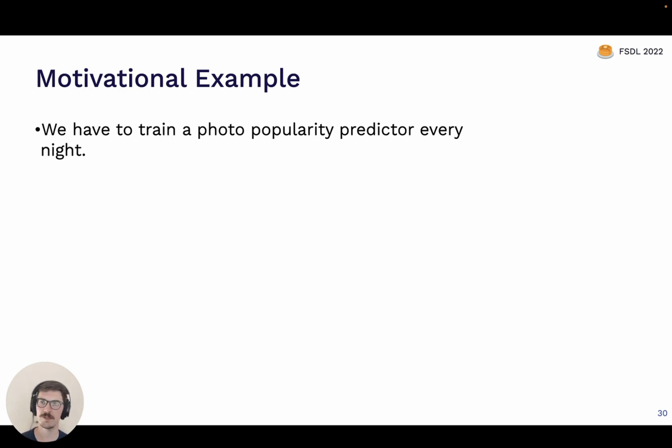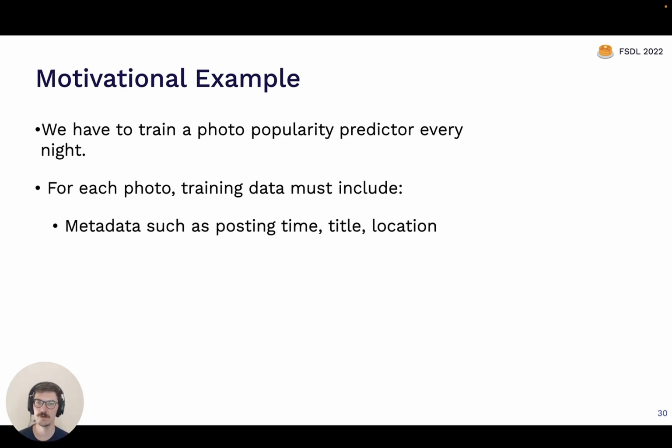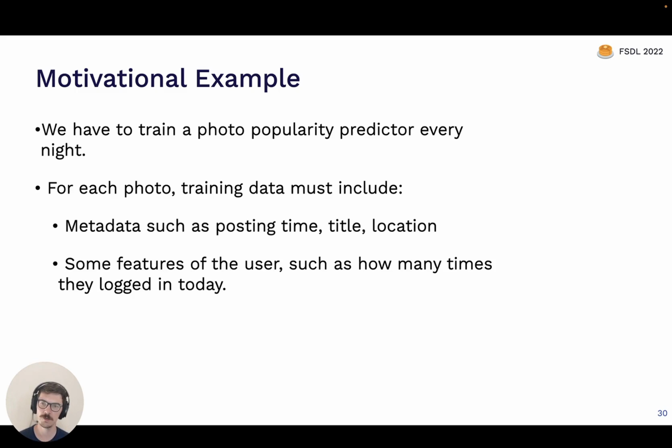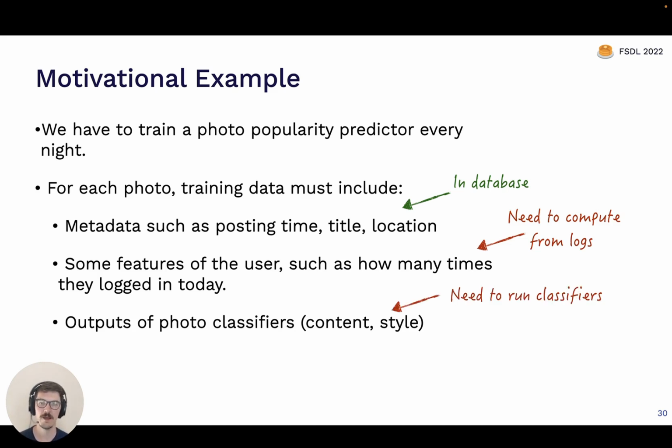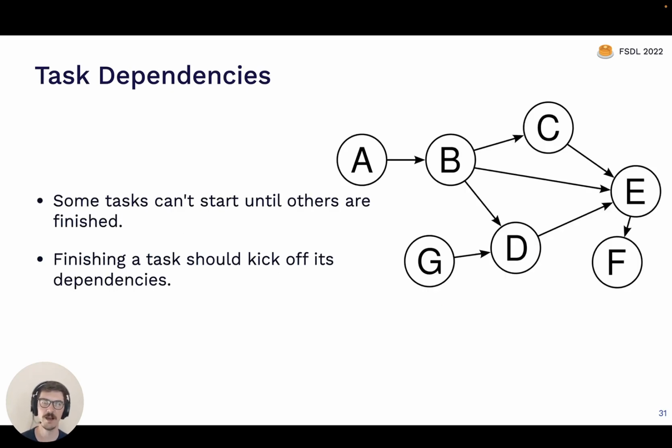So talking about data processing, it's useful to have a motivational example. Let's say we have to train a photo popularity predictor every night. For each photo, training data must include maybe metadata about the photo, such as the posting time, the title that the user gave, the location where it was taken, maybe some features of the user, and then maybe outputs of classifiers of the photo for content, maybe style. So the metadata is going to be in the database. The features we might have to compute from logs, and the photo classifications, we're going to need to run those classifiers. So we have dependencies.